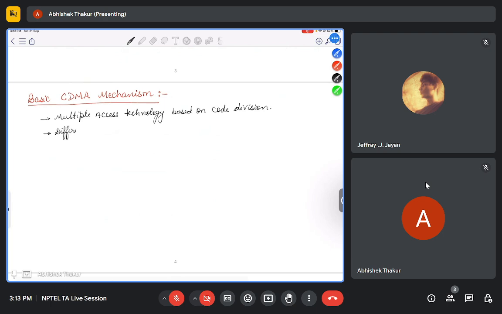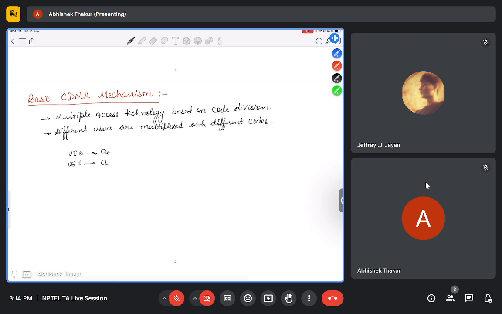In CDMA, different users are multiplexed with different codes. So let's suppose A0 denotes the transmit symbol of user 0 and A1 denotes the transmit symbol corresponding to user 1. For user 0, A0 is the denoted symbol. For user 1, A1 is the denoted symbol. Okay?